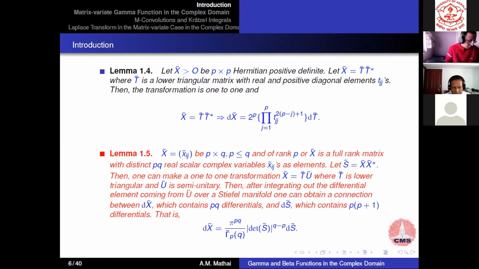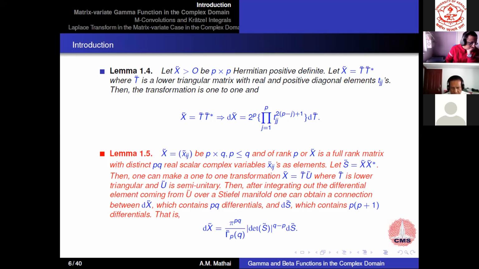If I have X, a p by q matrix, p less than or equal to q and of full rank p, so we have pq real scalar complex variables. And S I take as XX star, so that this will be positive definite. And if I make a transformation X equal to TU, where T is a lower triangular matrix and U is a unitary matrix, then I can connect dX with dS, where S is p by p Hermitian positive definite and X is p by q.